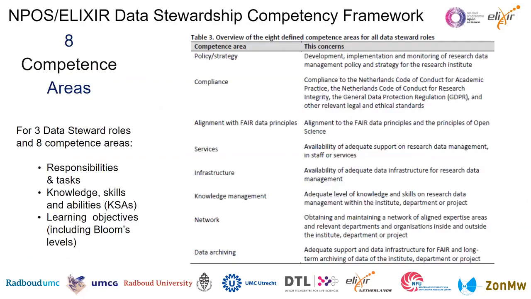For all of those 3 roles, we identified 8 competency areas, which you see on the right: policy strategy, compliance, alignment with FAIR data principles, services, infrastructure, knowledge management, network, and data archiving. Then for all of those 8 areas and all 3 roles, policy, infrastructure, and research, we made a huge matrix with responsibilities and tasks, knowledge, skills, and abilities, and also learning objectives, including levels of Bloom, in case you want to make training to educate people in data stewardship.